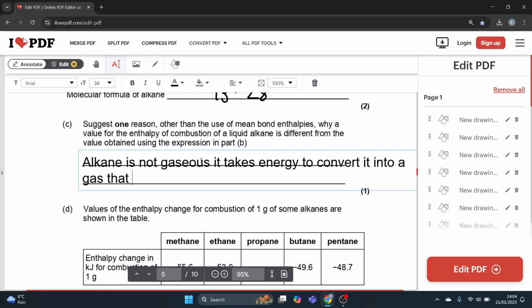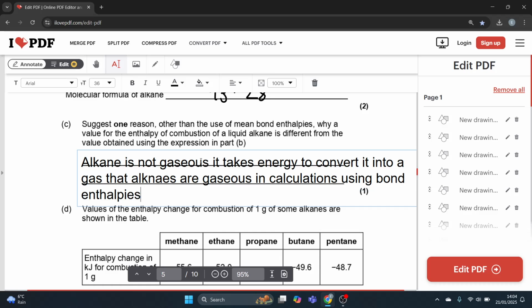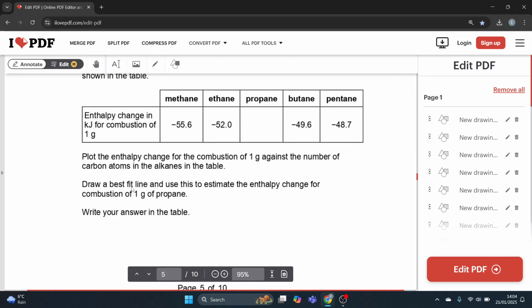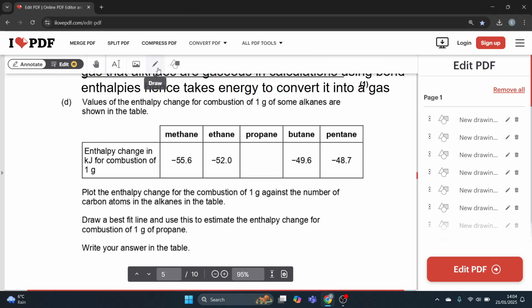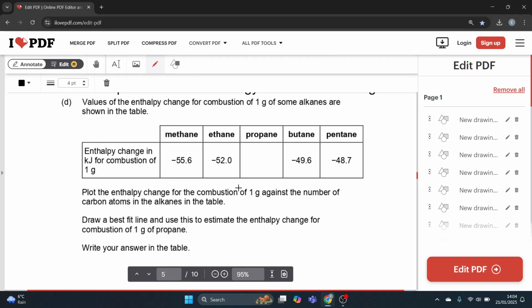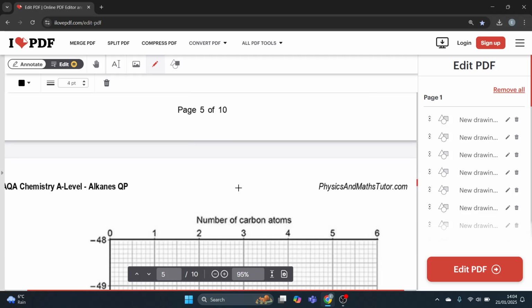And that we can say alkanes are gaseous in calculations using bond enthalpies. It takes energy to convert it into a gas. Part D says: plot enthalpy change for the combustion of 1 gram against the number of carbon atoms. Draw a best fit line and use this to estimate the enthalpy change for combustion of 1 gram of propane. Write your answer in the table.